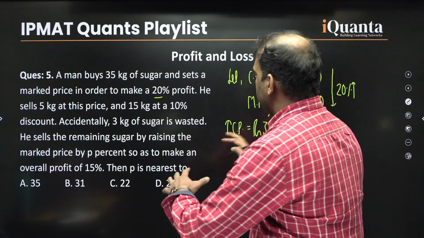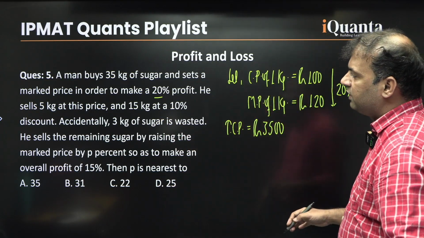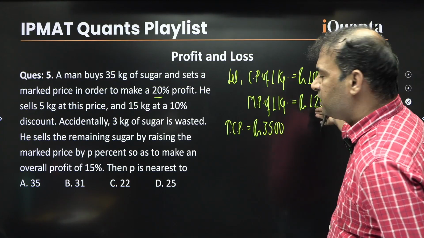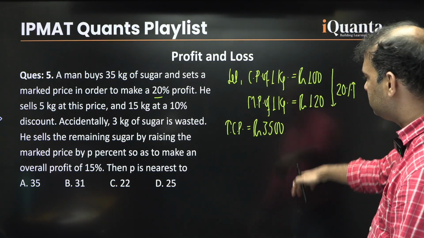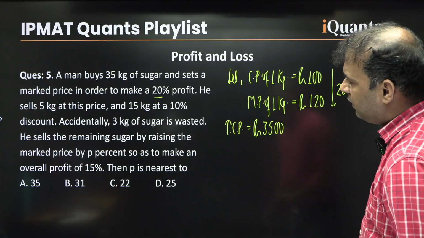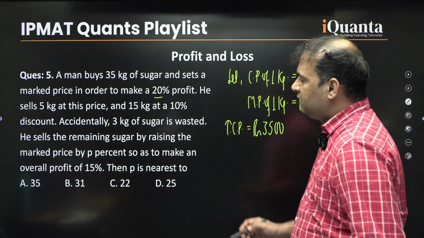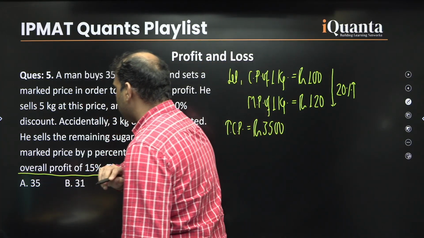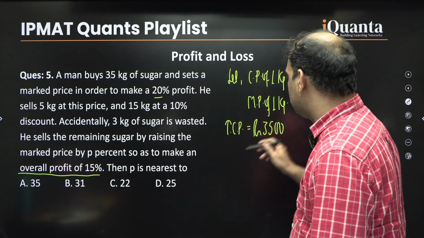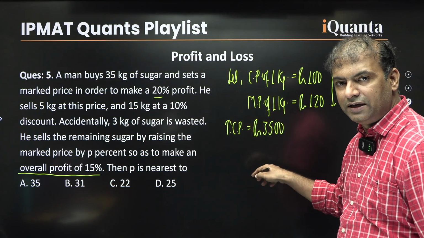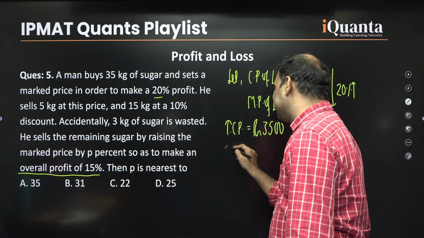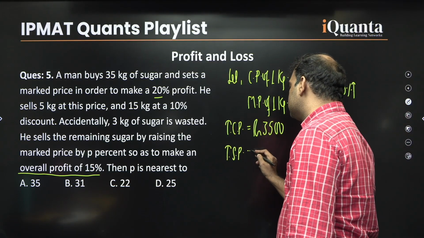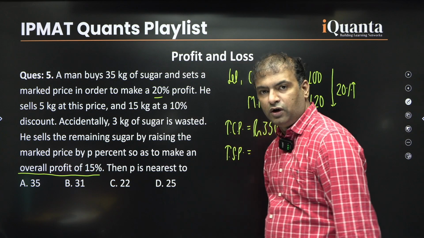Now suppose he doesn't give any discount. So his selling price is equal to the mark price, which means 120, simple. And guys, remember, in the end he is making how much profit? Overall he is making the profit of 15%. So we can write down the selling price right here. Selling price is what? 15% more than the cost, right?